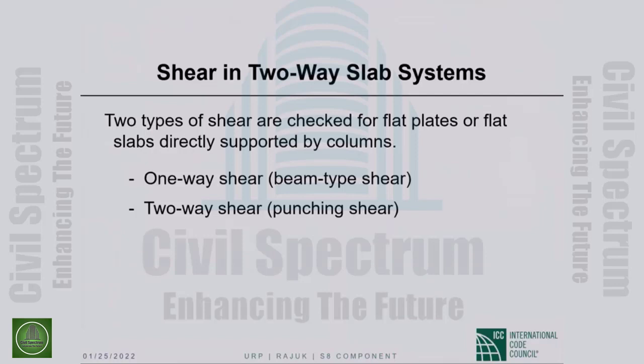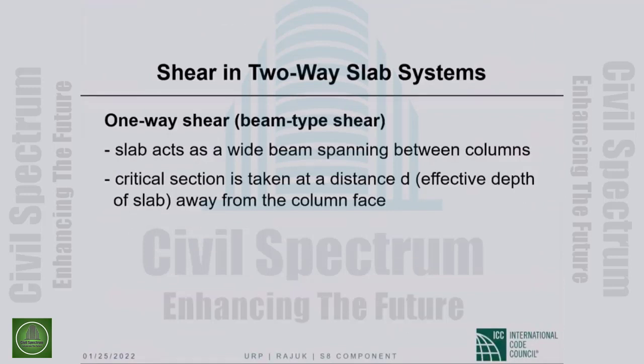Two types of shear are checked for flat plates or flat slabs directly supported by columns. One-way shear, which is beam type shear, and two-way shear, which we typically refer to as punching shear. Under one-way shear, or when we design for one-way shear, we assume that a slab acts as a wide beam spanning between columns. So designing for one-way shear, even though we are designing a flat plate, is pretty much the same as the shear design of a beam. Critical section is taken at a distance d, effective depth of the slab, away from the column face. So the critical section is 1d away from the column face, as it is in the case of a beam.